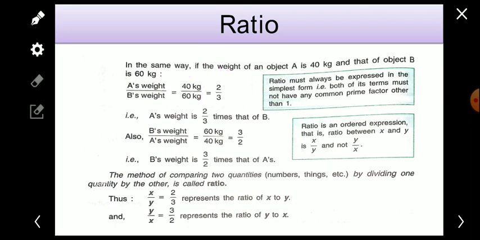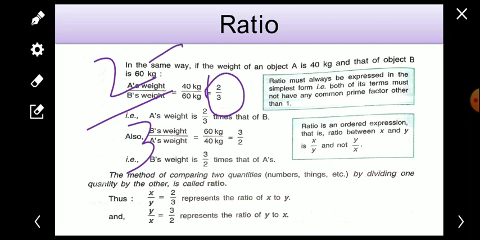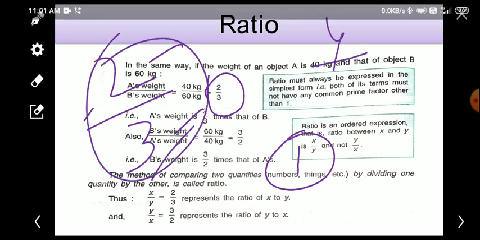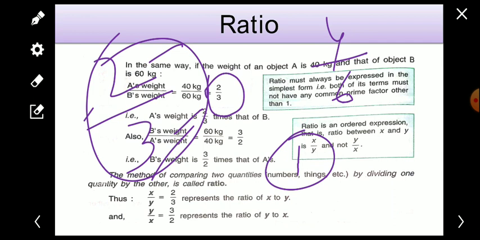So the ratio should always be expressed in the simplest form, that is, both of the terms must not have any common prime factor other than 1. The simplest form is that form in which numerator and denominator have only one common factor, that is 1. If more than one common factor is there, then it will not be the simplest form. Suppose I write 4 by 6, then it is not the simplest form. Why? Because both have more than one common factor.